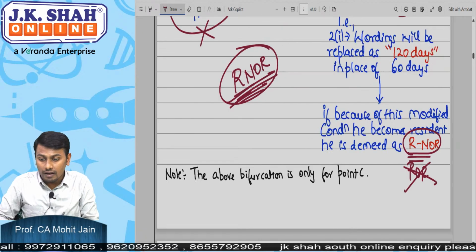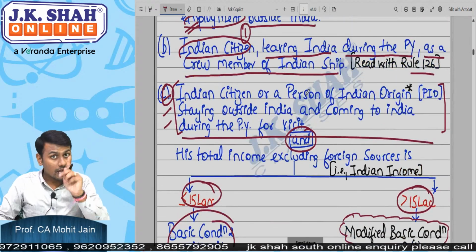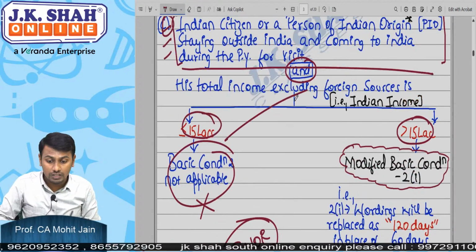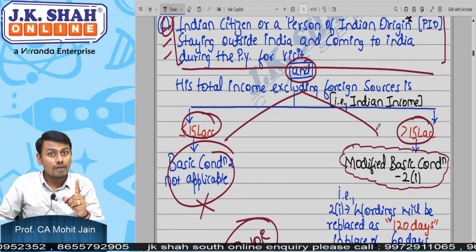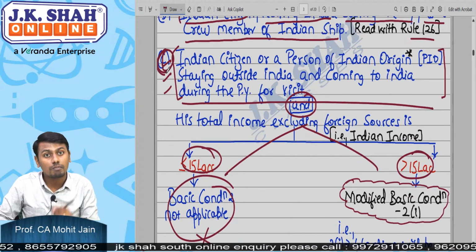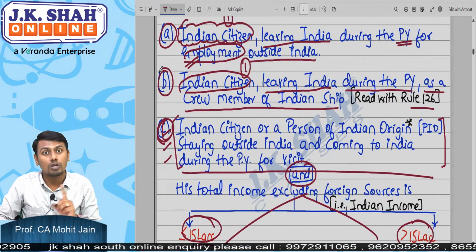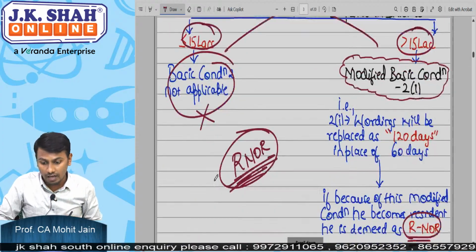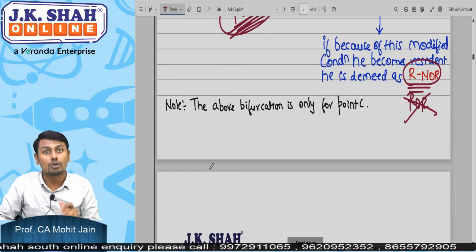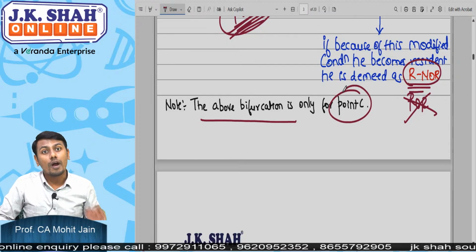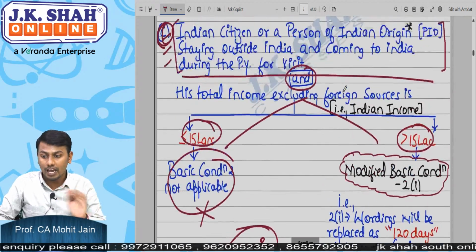So what did we learn here, people? Again I am saying, whatever bifurcation I have done above, you are seeing two bifurcations. This bifurcation is only for point number C. Don't apply the logic for point number A and B also. I have written it here because many times in the exam people make this mistake. The above bifurcation is only for point number C. Point number A and B are totally different.